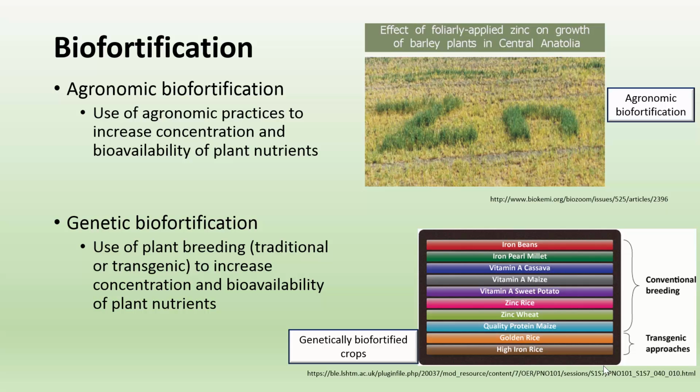Two types of biofortification are agronomic and genetic. Agronomic biofortification is the use of agronomic practices to increase concentration and bioavailability of plant nutrients. Genetic biofortification is the use of traditional or transgenic plant breeding to increase concentration and bioavailability of new plant nutrients.